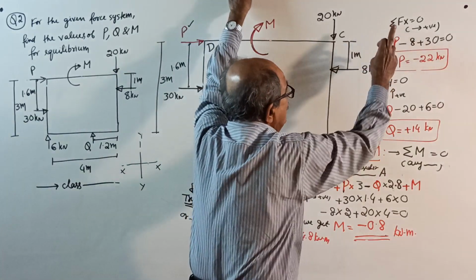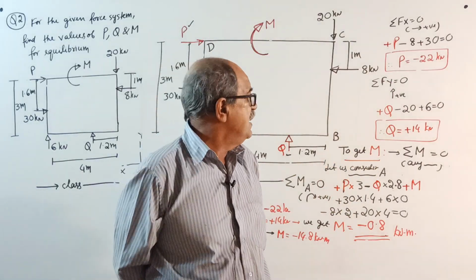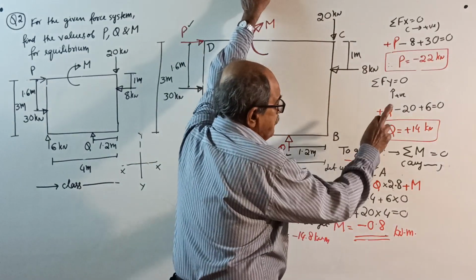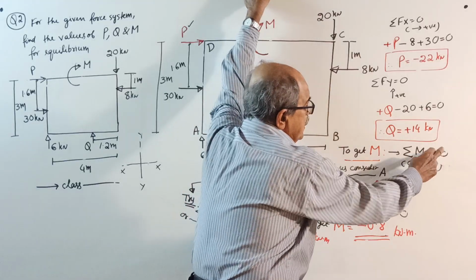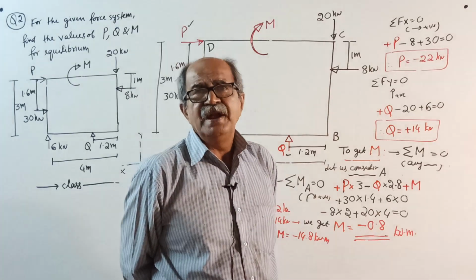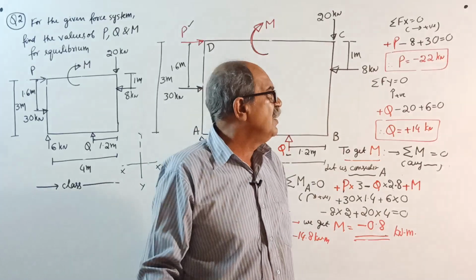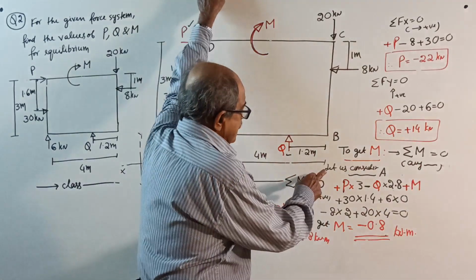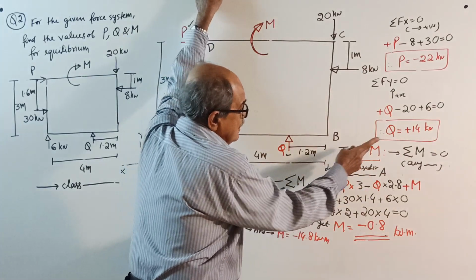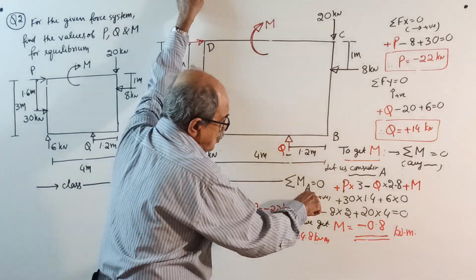sigma Fx equal to 0 over, sigma Fy equal to 0 over. I already told you: sigma Fx equal to 0, sigma Fy equal to 0, sigma M about any point equal to 0. I am giving the statement for you. To get M, apply the condition sigma M equal to 0 about any point, that is, the algebraic sum of moments of the entire given force system about any point, your choice, equal to 0. Let us consider point A. We will apply sigma M about A equal to 0, clockwise positive.